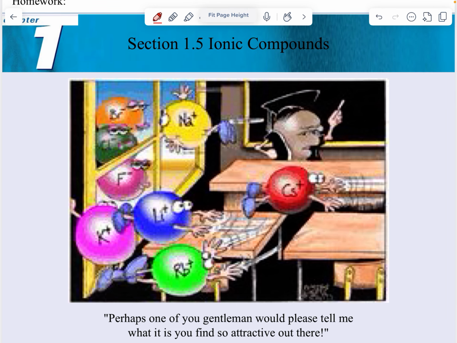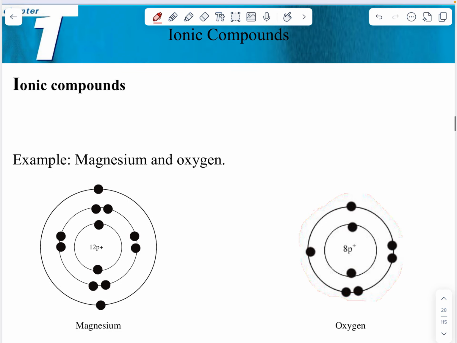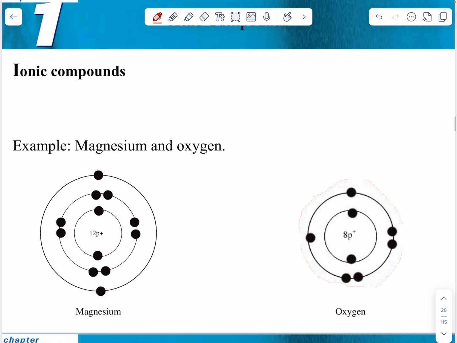Ionic compounds, as it has in the name, has the word ion in it, which means that we're dealing with ions which have charges that we're going to need to balance. And the way that we end up forming ions is because of that gain and loss of electrons. So our definition of an ionic compound is it's formed when a metal atom collides with a non-metal atom, causing it to lose the electrons.